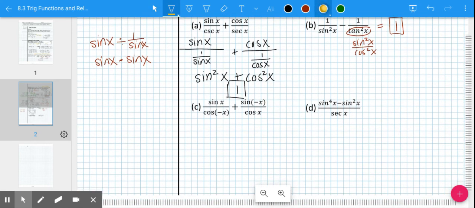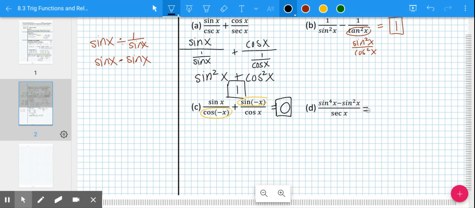On part C, I'll let you guys do this one as well. Use your even odd identities to replace sine of negative x and cos of negative x. That should help a lot to get you started. And your final answer here should be 0. And I'll work through this last one with you.